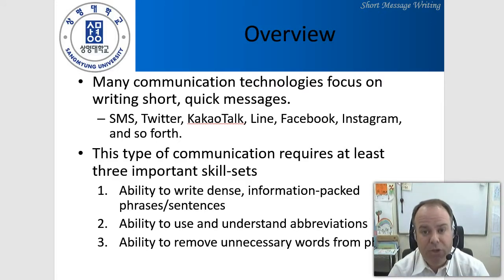Number 2, the ability to use and understand abbreviations, abbreviated words, and even sometimes abbreviated expressions, such as laugh out loud becomes LOL. And the ability to remove unnecessary words from phrases. And we'll talk about when you can remove words that would otherwise make a sentence ungrammatical.